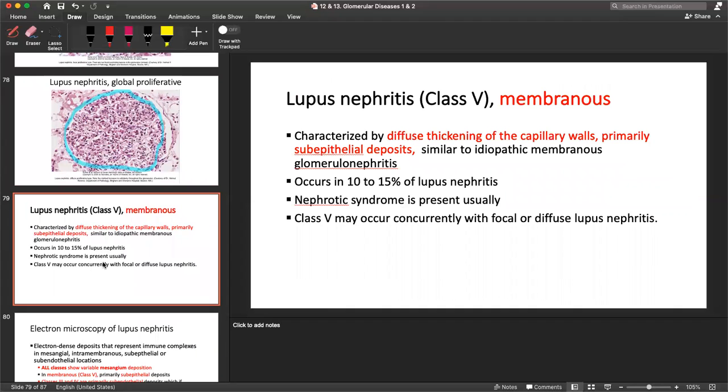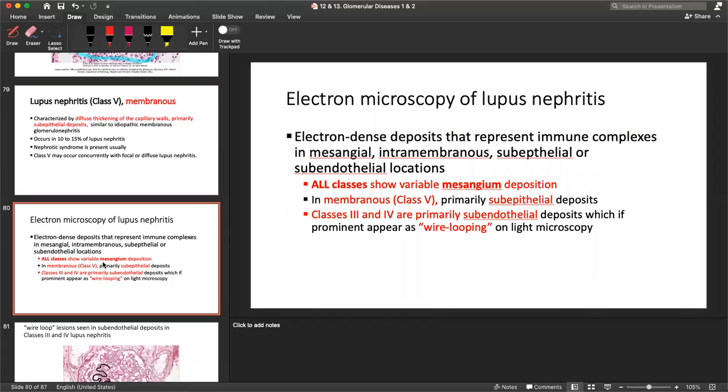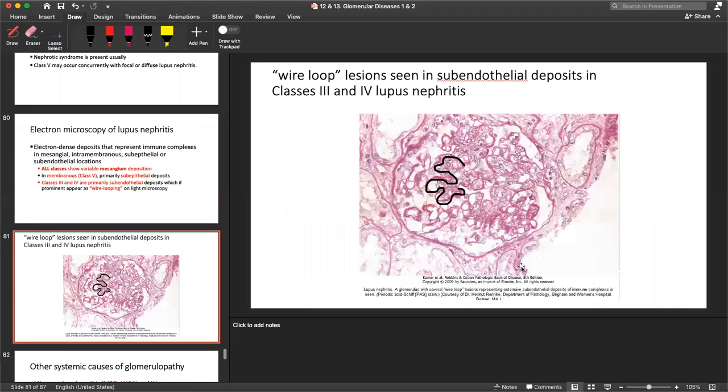Class 5 is going to be membranous, and it's going to be diffuse thickening of the capillary walls. So remember, 1 and 2 didn't affect the capillaries, but class 5 does. And it's going to have subepithelial deposits. Okay, all are going to show mesangial deposition. Class 5 is going to be primarily subepithelial. Class 3 and 4 are going to be subendothelial. And wire looping is going to be super important.